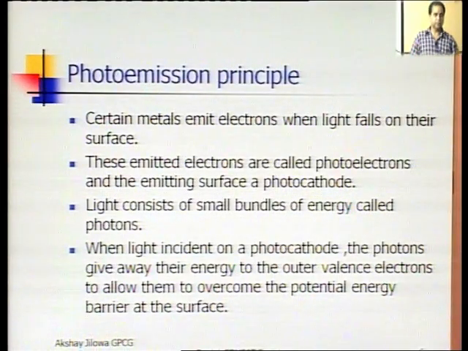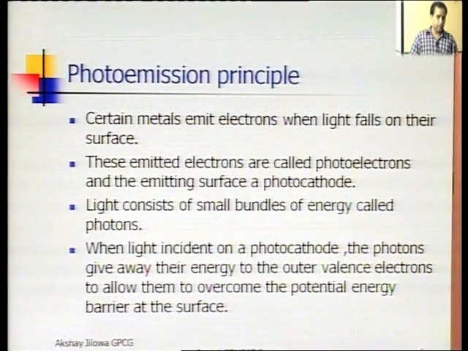As light falls on that particular surface, electrons are emitted from there. Wherever the electrons are emitted from is called a cathode, and because these electrons are emitted as photons strike that particular surface, the surface which liberates electrons due to light falling on that particular material is called a photocathode.